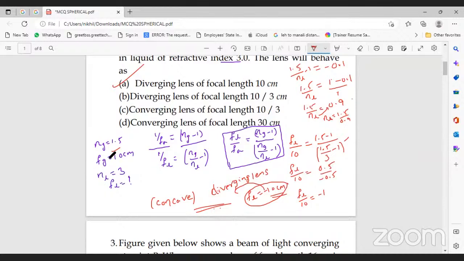And one more thing you remember, if you put the lens in the greater refractive index medium, lens has to change. So convex lens becomes what? Concave lens. So easily you can delete option C and option D. You can do the calculation, either for A or B. Understood? Yes, sir.